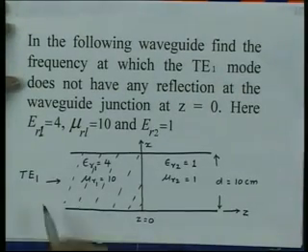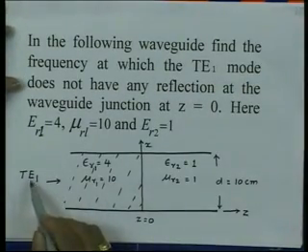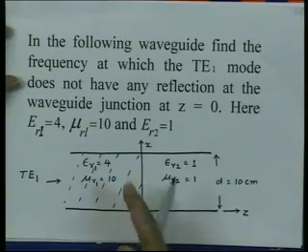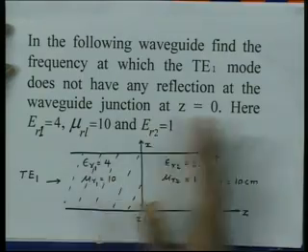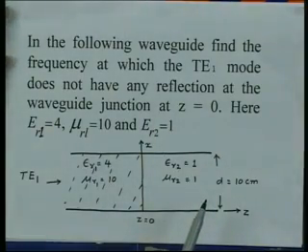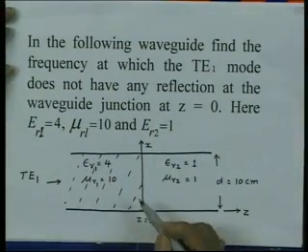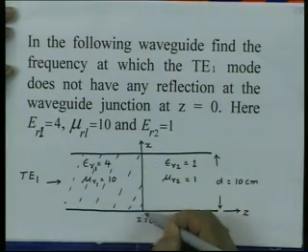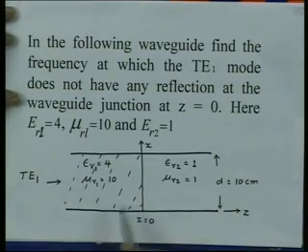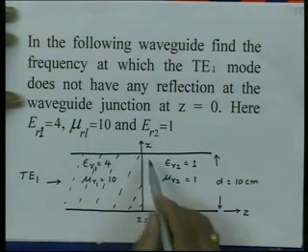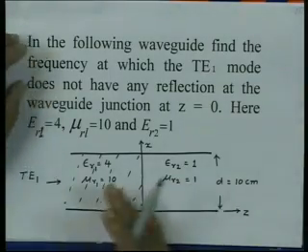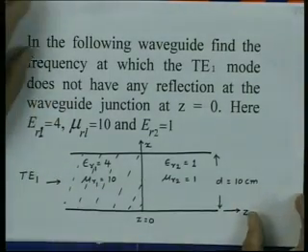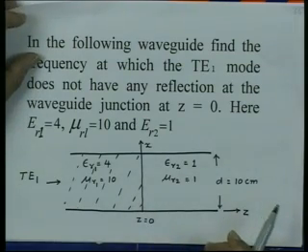What that means is essentially we have a travelling wave coming here in TE1 mode, and since there is no reflection, in this region also we have only a forward travelling wave. So, the problem can be solved by matching the boundary condition at z equal to 0 for the mode in the region z less than 0 and the region z greater than 0. First we get the fields for TE1 mode and then match the boundary conditions.